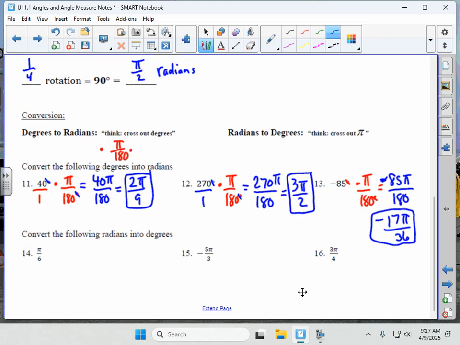Now if we want to convert from radians into degrees, we're just going to multiply by the reciprocal of what we just did. So we're going to multiply by 180 degrees over pi.